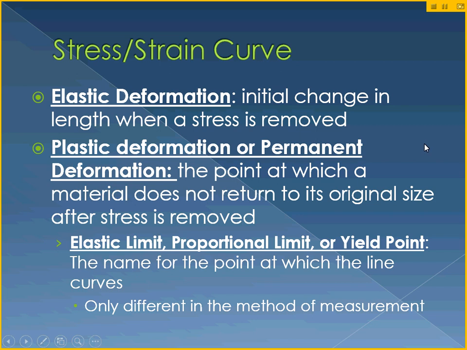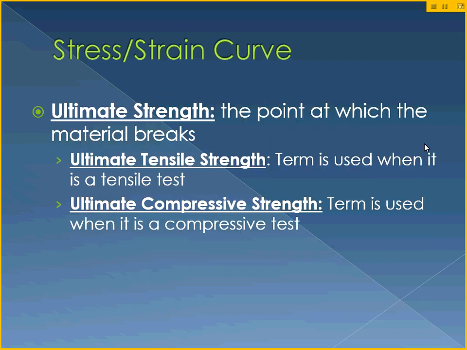Okay, there is no difference between elastic limit, proportional limit, or yield point. They are only different in the method of measurement, like meters versus liters, for example. I'm not saying that you measure things in meters or liters. I'm just using those terms so that you'll understand the difference between them. Which one you use is dependent upon what it is that you're measuring.